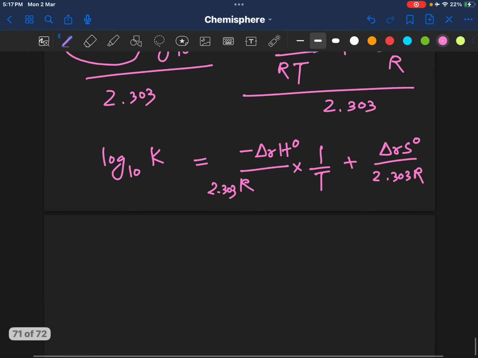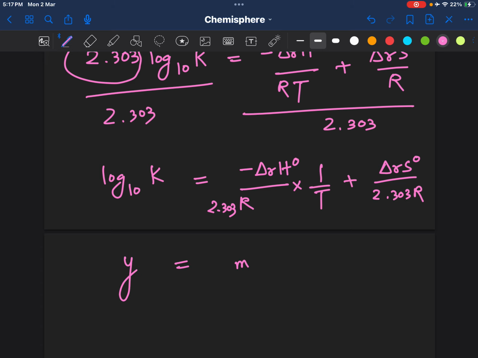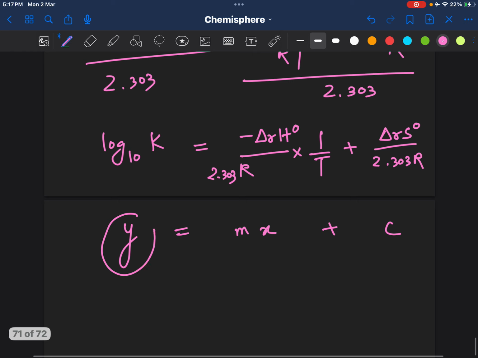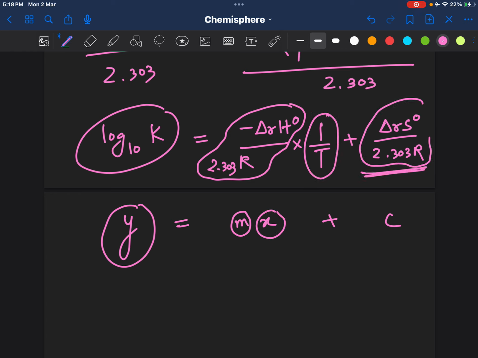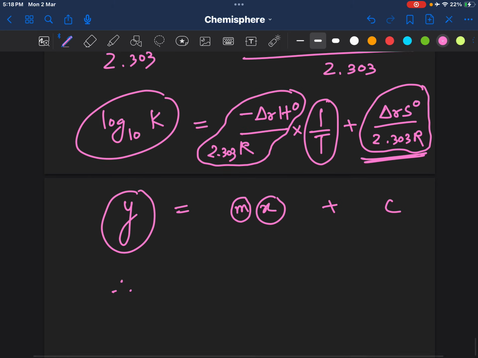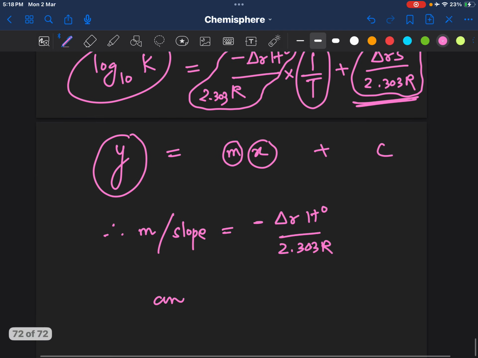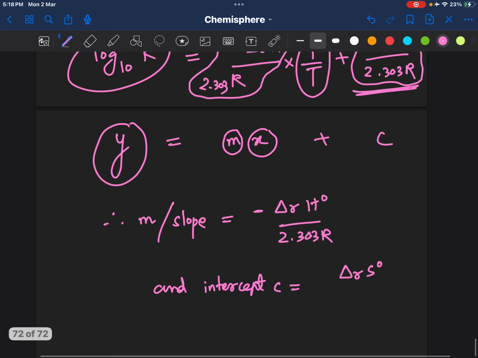If you look at this equation, this is in the form of y is equal to mx plus c, where y is log 10 K. The slope of the graph is this one, that is minus delta H naught by 2.303 R. X is your 1 by T, and the intercept c is your delta R S naught by 2.303 R. So the slope m of the graph is going to be minus delta R H naught by 2.303 R, and the intercept c is going to be delta R S naught divided by 2.303 R. So this is the answer.